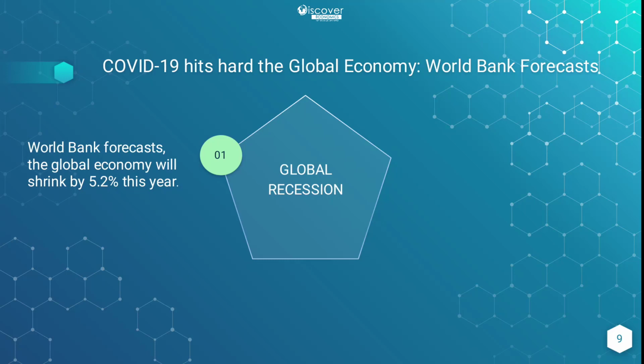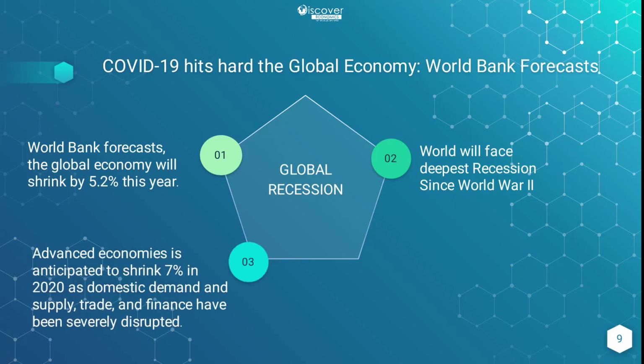As per the World Bank forecast, the first thing that will happen is that the global economy will shrink by 5.2% this year. Then the world will face its deepest recession since World War II, as I discussed before.